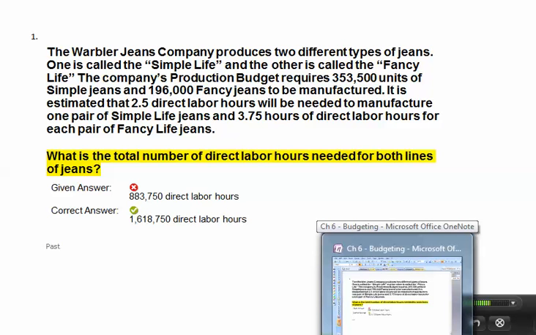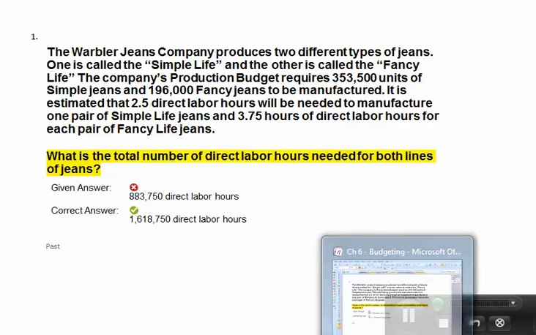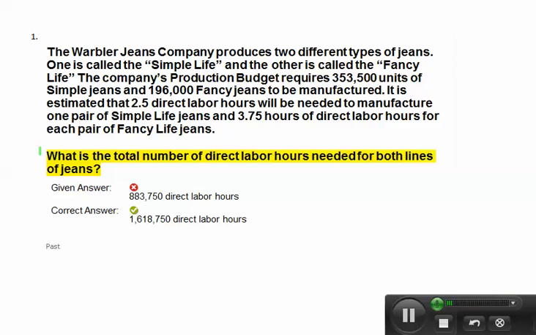This question is asking, what is the total number of direct labor hours needed for both lines of jeans? Again, we have to know what our production requirements are. So we'll have to figure out our production needs. Then we can apply our labor hours based on what's needed for those jeans, and then the rate. Except they're only asking for hours, so I don't have to worry about the rate. So what they're asking me for are the direct labor hours needed for both lines of jeans.